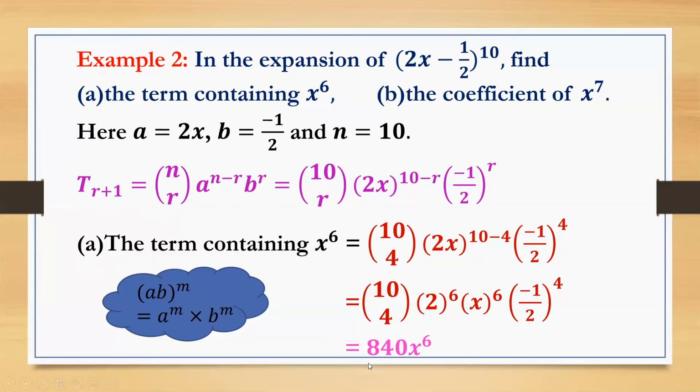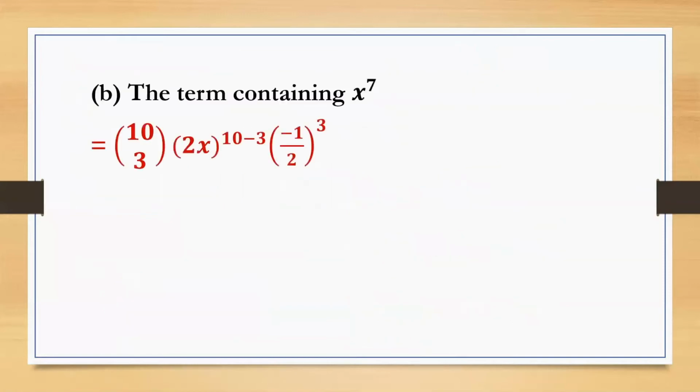So the term containing x^6 is 840 x^6. Now part B, I need to find the coefficient of x^7. Here I will replace r by 3 so that I get 10 minus 3, which is 7.